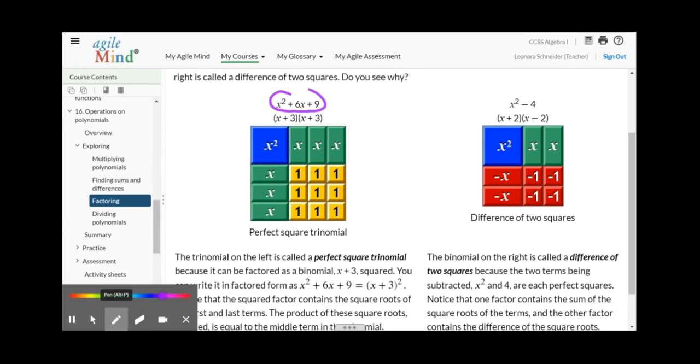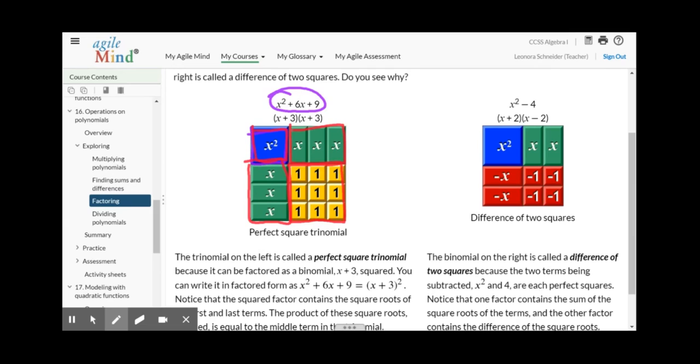Let's talk about what's in this box. We have x squared, right? Then we have the plus 9. The plus 9 is right here. There's 9 pieces right there. And then 6x. Here's 3x. And here's another 3x. And altogether, that's 6x. So there are our pieces.